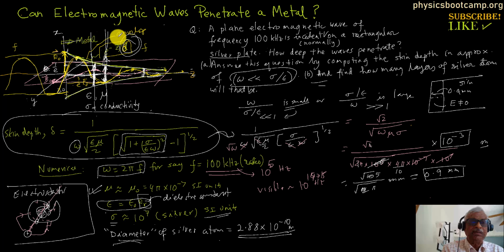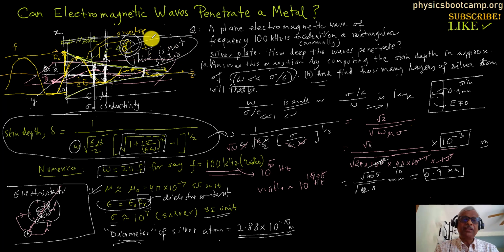In our case here, this electric field is not static. So here, when you have a non-static electric field, it can penetrate inside the metal. That's what I'm saying, and it can go quite far.